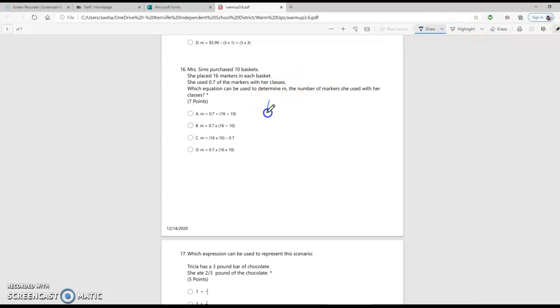So you have 10 baskets. 1, 2, 3, 4, 5, 6, 7, 8, 9, and then 10. And you have 16 markers in each basket, right? So you know that 10 groups of 16. So that would be 16 times 10, which is 160, right?